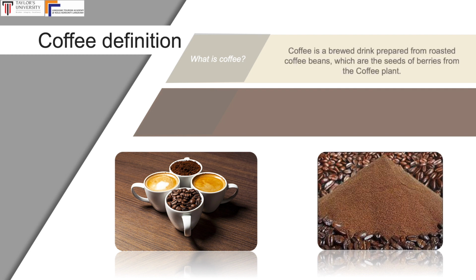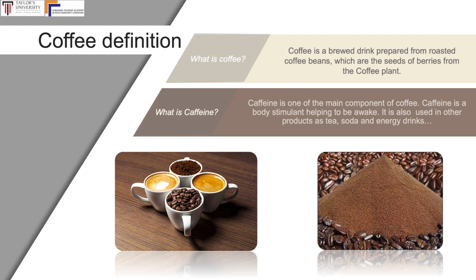What is coffee? Coffee is a brewed drink prepared from roasted coffee beans, which are the seeds of berries from the coffee plant. Did you ever wonder why coffee keeps you awake? Is it due to caffeine? But what is caffeine? Caffeine is one of the main components of coffee. Caffeine is a body stimulant helping to be awake. It's also used in other products such as tea, soda, and some energy drinks.